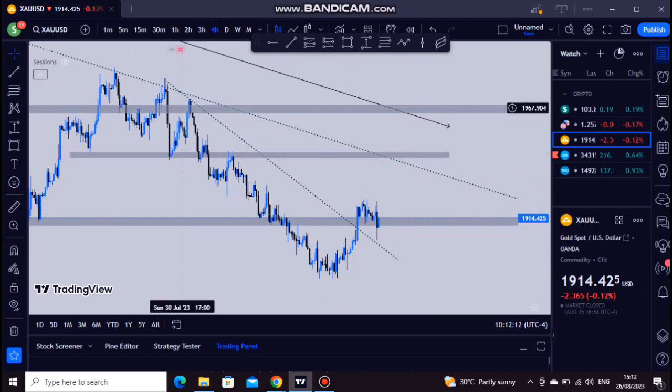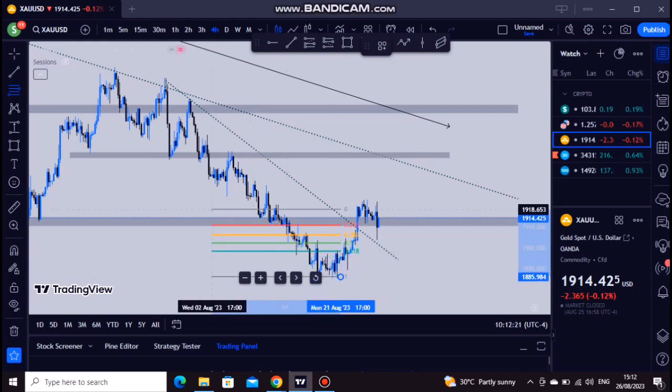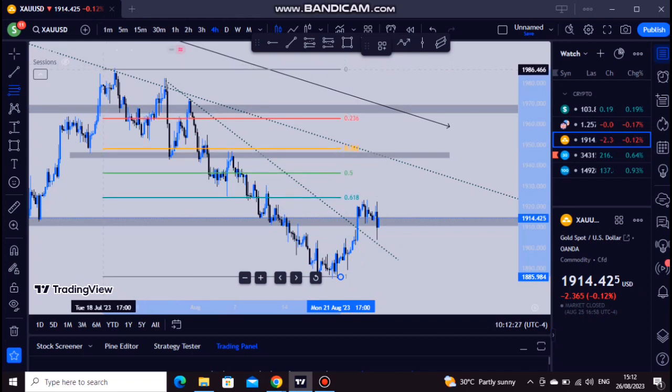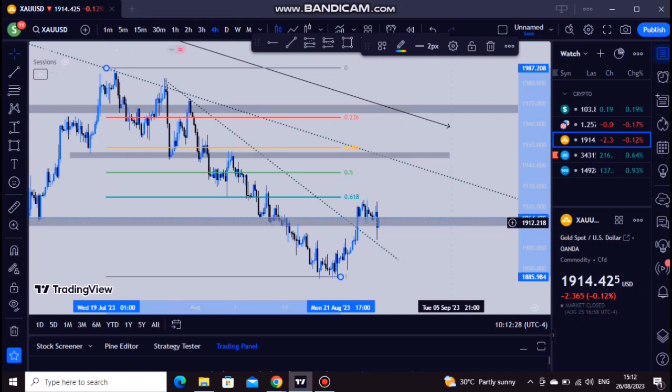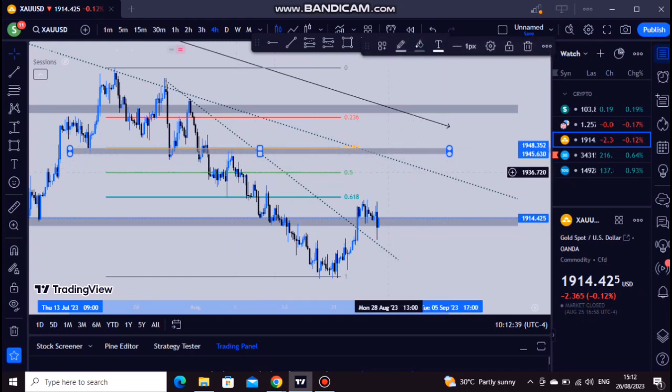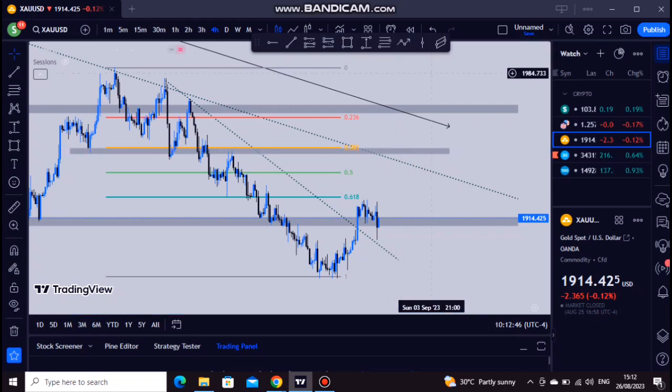And if you are to draw your Fibonacci retracement from this low to this high, from this bearish move, you see that around here rests our golden zone. This is our golden zone. So gold is going to definitely reject this area, then push to the downside. That's my anticipation.